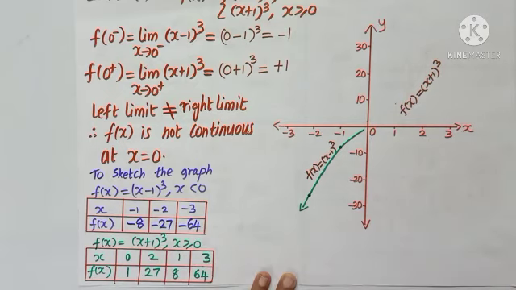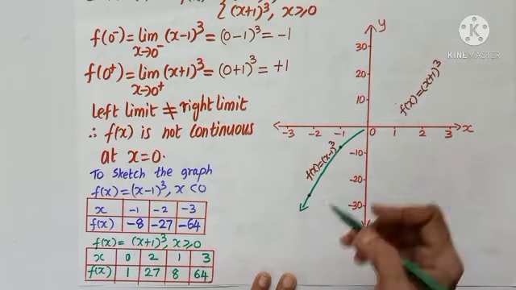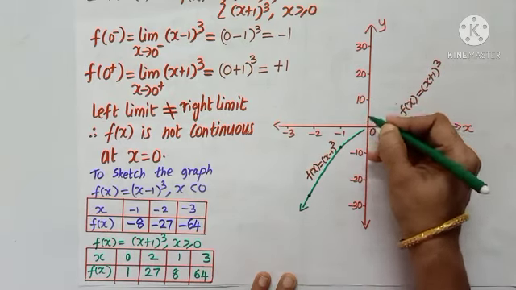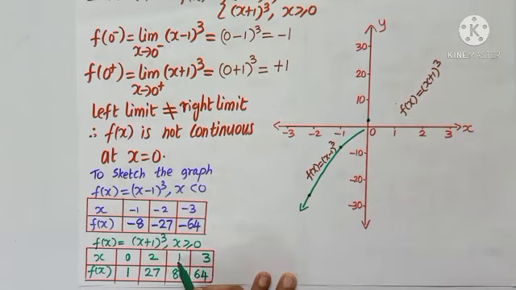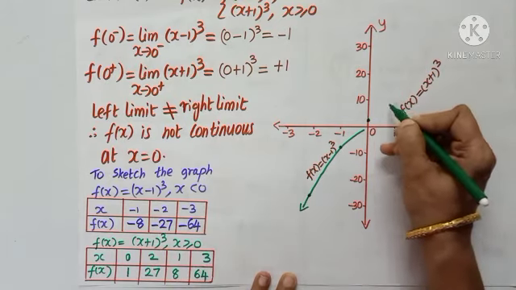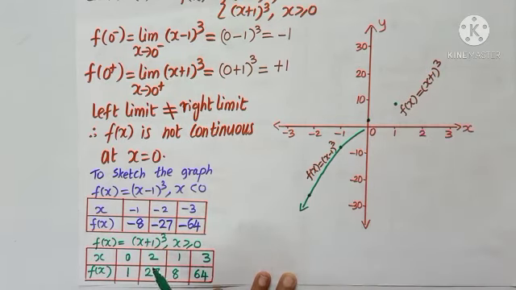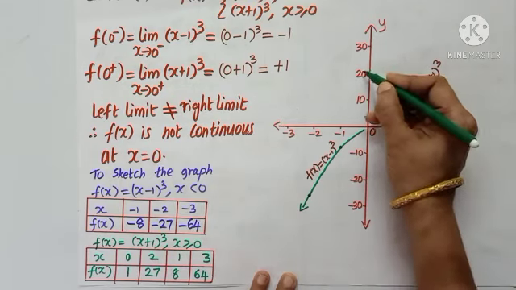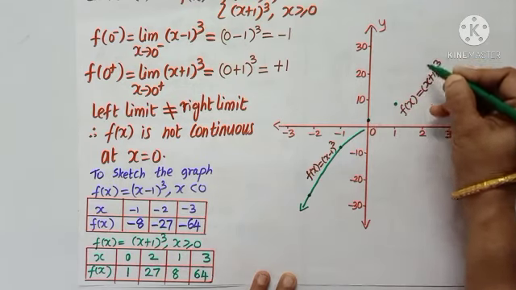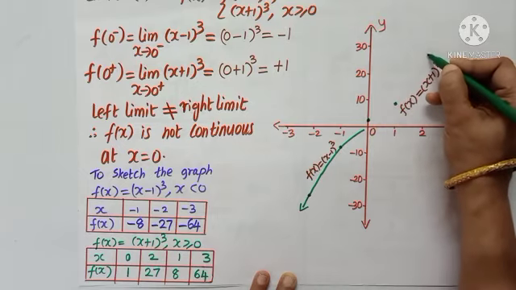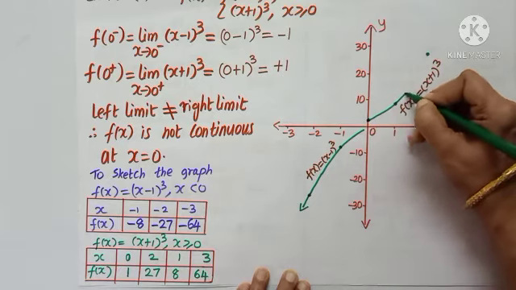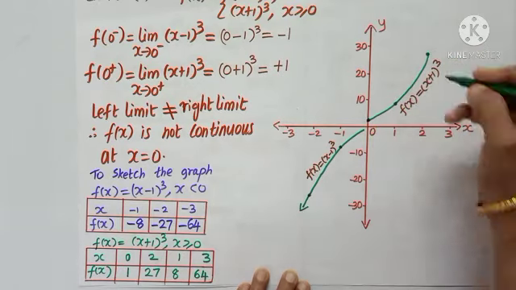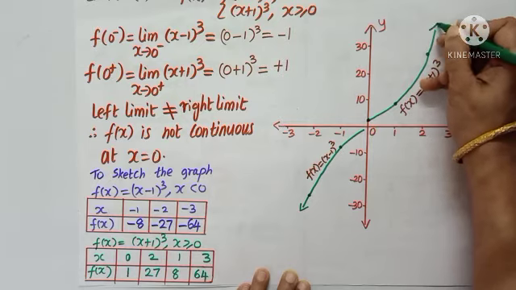The other limit, x greater than or equal to 0. At 0, the value is 1. So this is 10 units, 1 will be somewhere here. When it is 1, the value is 8. 1, 8. 2, 27. 2, 20 to 30 somewhere here. So against 2, 27. As I join these points, I get a curve like this. And the curve will go on and on.